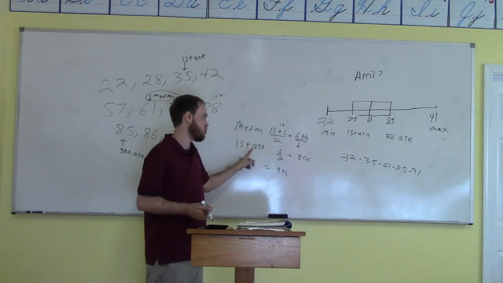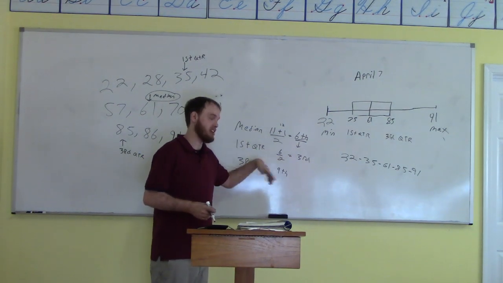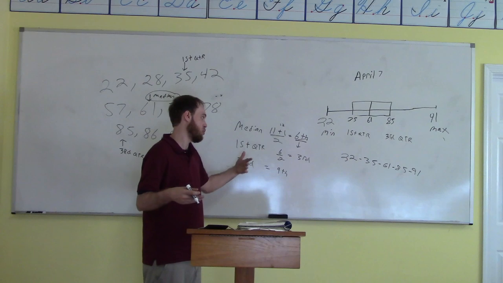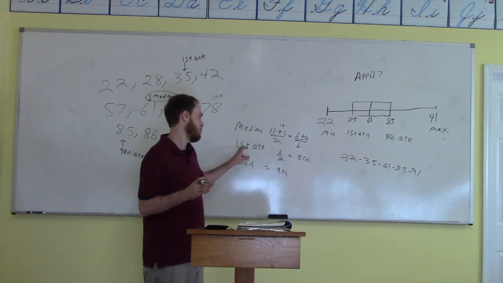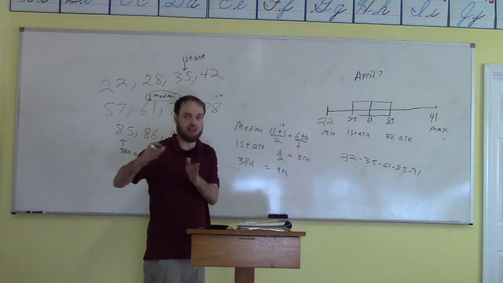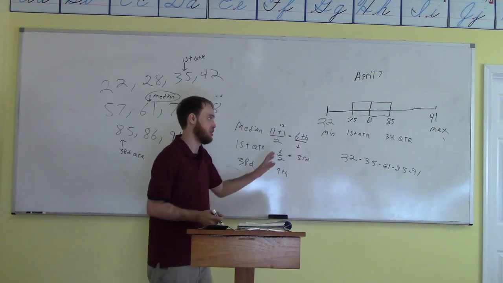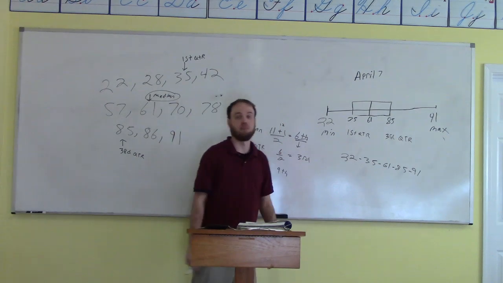And then to find the first quartile, you take the middle one and divide it by 2, and that'll give you which one to pick for the first quartile. For the third quartile, you take the first quartile and do it 3 times, and that'll tell you which one to pick. And then just throw them in the box and whisker.